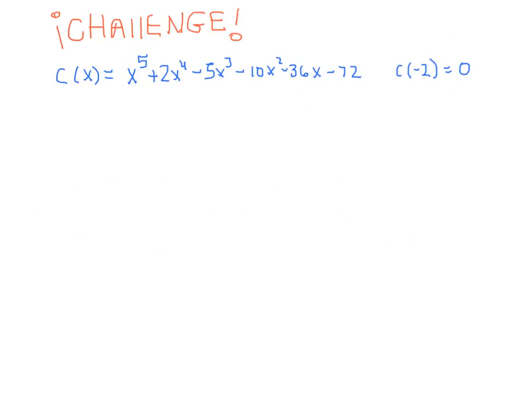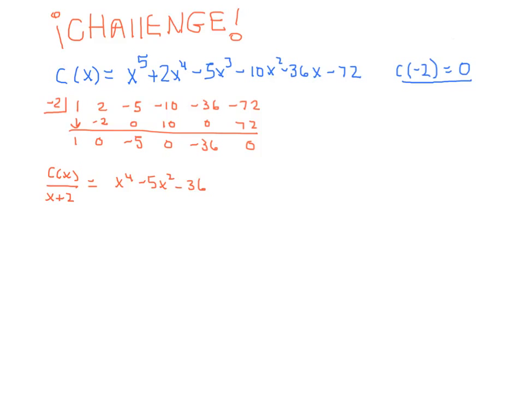Okay, I want you to try this one challenge problem before we're done here. If you've got c of x equals x to the fifth plus 2x to the fourth minus 5x to the third minus 10x squared minus 36x minus 72, and you know that c of negative 2 equals 0, find all 5 factors of this particular polynomial. You can do it. It is a challenge. Pause the video and try it. All right, just helping you along the way.